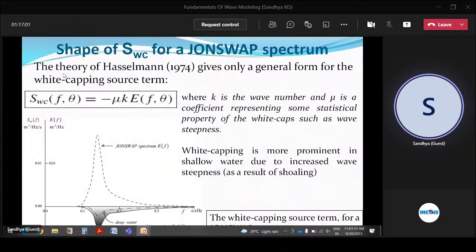Now, coming to the shape of the whitecapping term for a JONSWAP spectrum. The whitecapping has a negative lobe only, which means it drains the energy. In deep water, the dashed curve is the shape for whitecapping, and the shaded curve is for shallow water. In shallow water the effect is more because of the increased steepness.